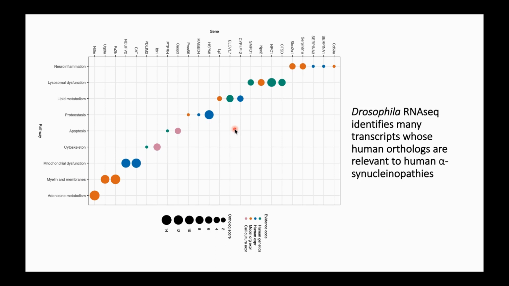Finally, just to drive this home, this is a graph here with some of the genes we found in the RNA-seq shown here at the top, divided into pathways shown here on the y-axis. And these are genes whose mouse or human orthologs have previously already been identified either in rodent models of multiple system atrophy or in human genetic studies. And so again, that just suggests that our fly model is able to pick up on genetic changes that are already known to be important to the human disease, as well as many novel genetic changes.